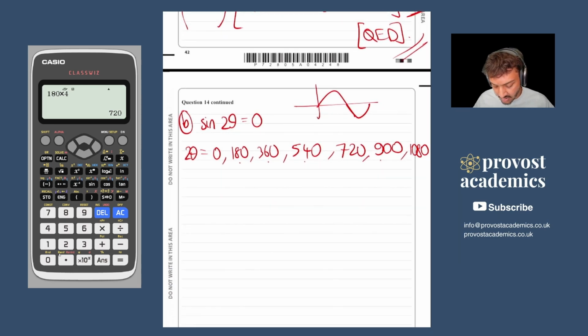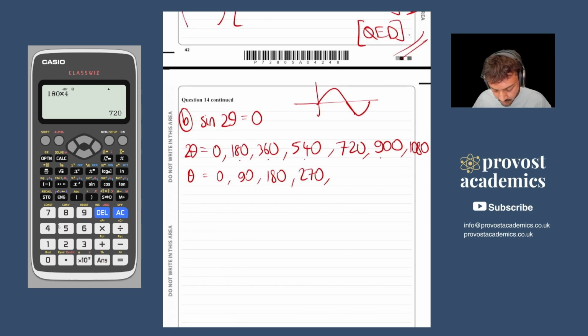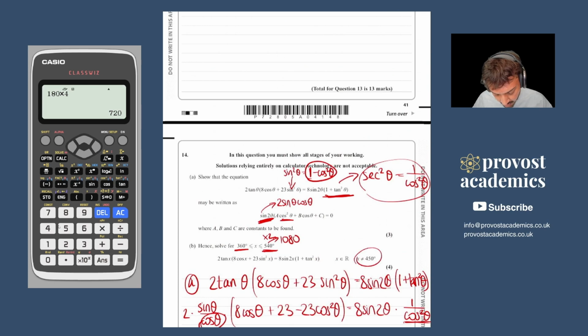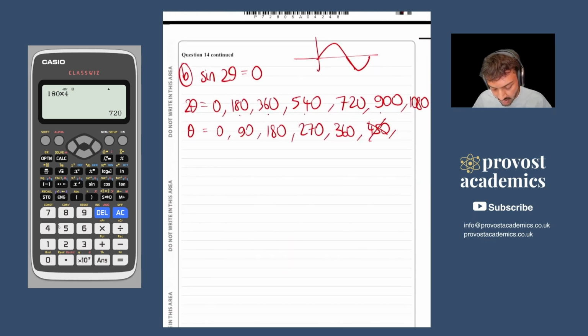Okay, cool. So that's 2 theta. So theta is going to be 0, 90, 180, 540 divided by 2. We're looking at 270, 360, 450. I think that's not one of the solutions. It can't be one of the solutions, so I'm just going to cross that one out. And 1080, that's going to give me exactly 540. So those are all my solutions for the sine 2 theta.